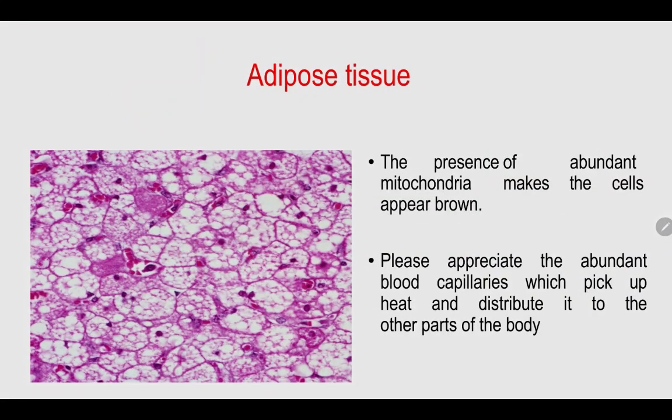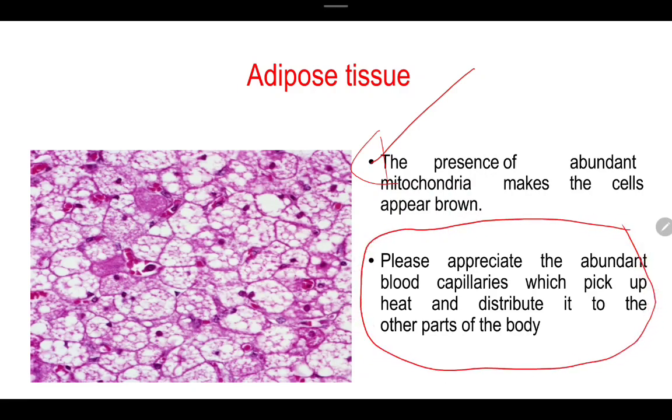In this slide, it says that the presence of abundant mitochondria makes the cells appear brown. But if we look at the slide picture here, it's not really brown, no? Parang hindi naman siya brown. So, please appreciate the abundant blood capillaries which pick up the heat. These are the abundant capillaries present in your brown adipose tissue. Medyo maraming capillaries dyan, guys, no?